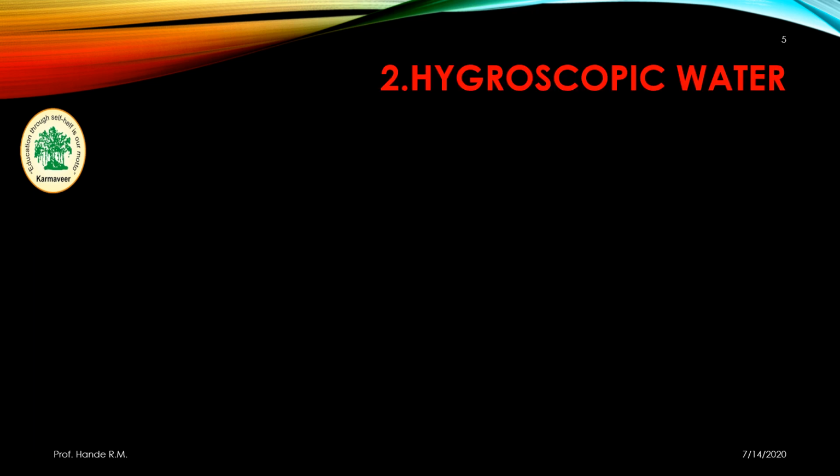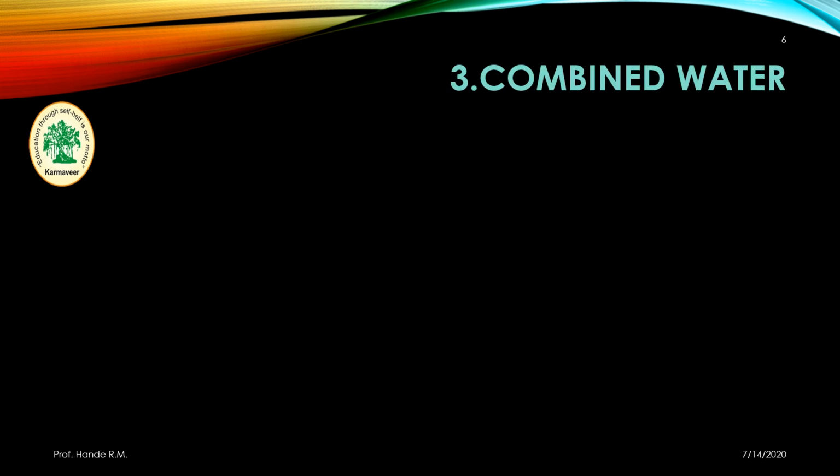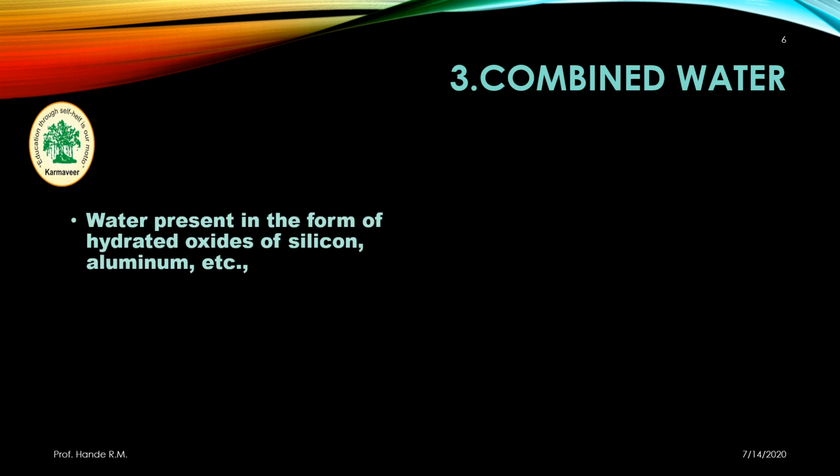Second is hygroscopic water. Hygroscopy is the phenomenon of attracting and holding water molecules. Fine soil particles absorb water and hold it. Hygroscopic water is not capable of movement by the action of gravity, and it is also not absorbed by the root. Third is combined water. Water present in the form of hydrated oxide of silicon and aluminium is called combined water, and it is also not available for the plant for absorption.